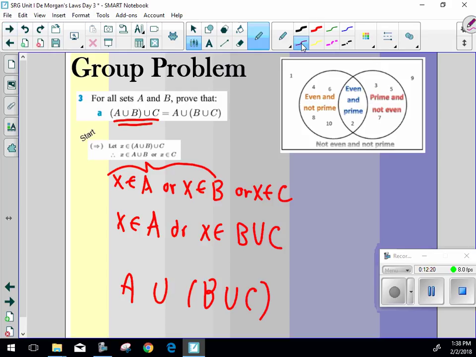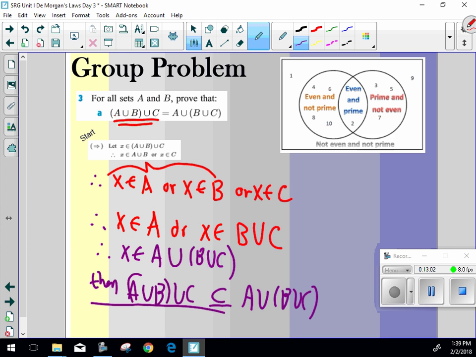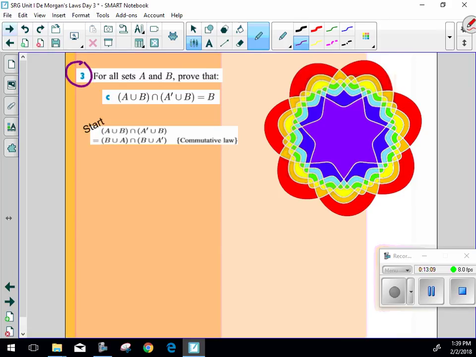So then, now we can say X is an element of A. Instead of or, we can put union B union C. So if X is an element of A union B union C, then what we can do is say that A union B union C is a subset of A union B union C. Then you finish this by doing the second half, and the assignment will have 2 problems at the end. I will check them, 3 and 3.